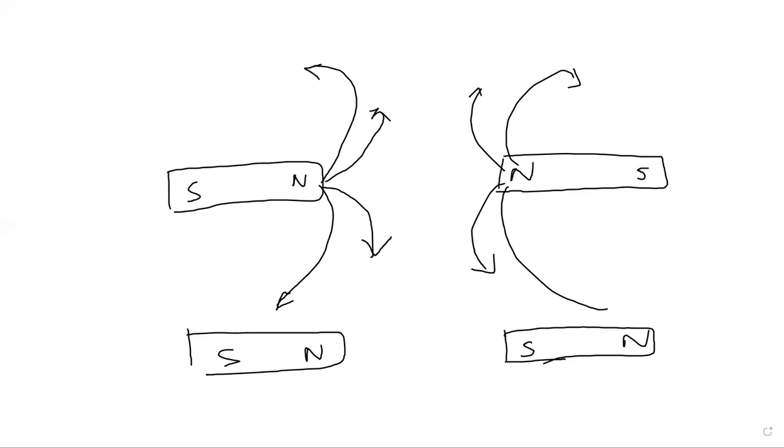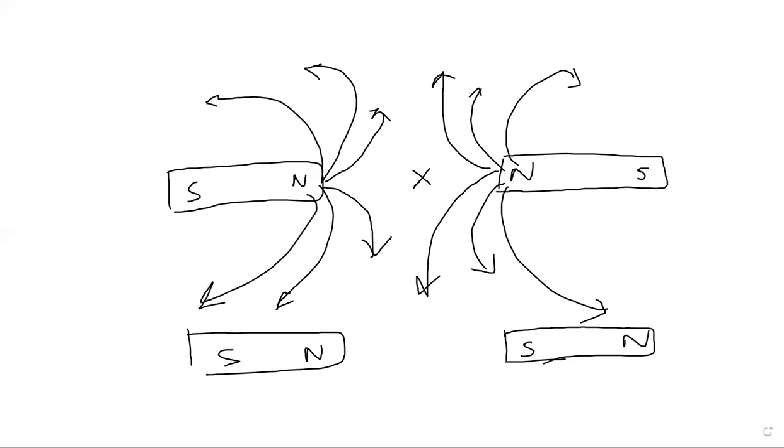Underline neutral point, then write: at X, the field due to one magnet cancels out the field due to the other.